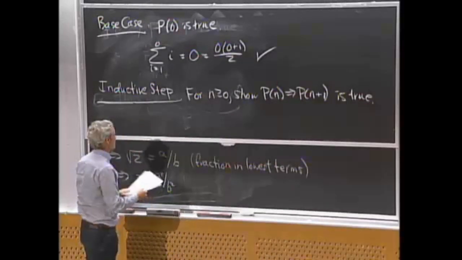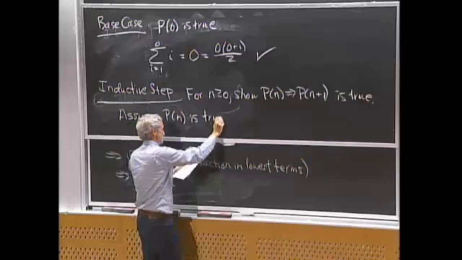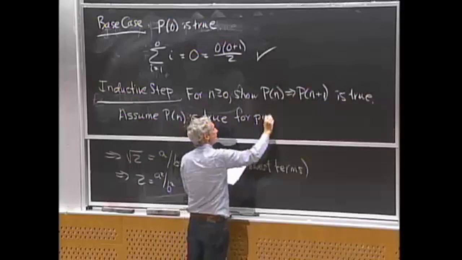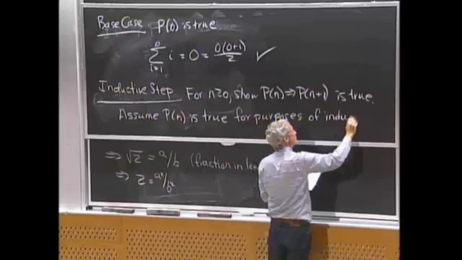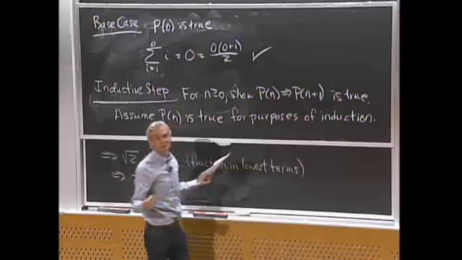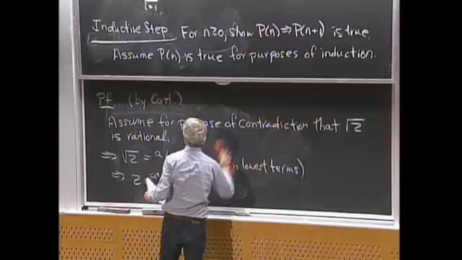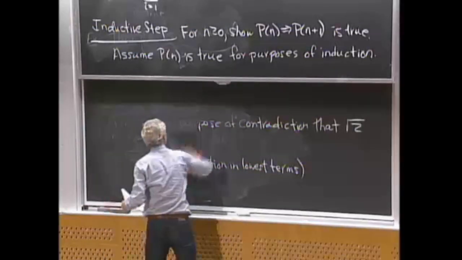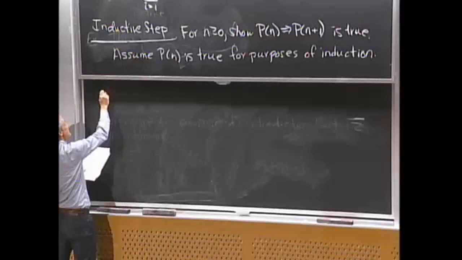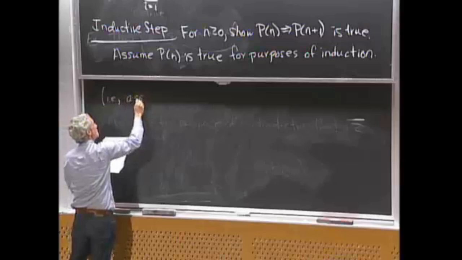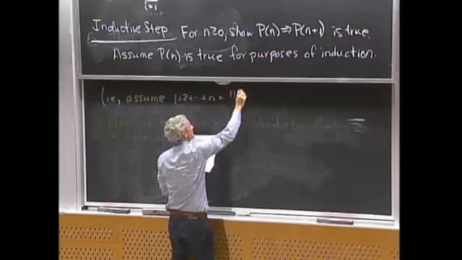All right? So we write that down. Assume Pn is true. And you might also write down "for purposes of induction" or "inductive hypothesis," just to let us know why you're assuming it. In other words, you're not assuming Pn is true for purposes of contradiction. You're assuming it for purposes of induction. All right, let's do that. So that means, in this case, that is, we assume 1 plus 2 plus up to n equals n times n plus 1 over 2.